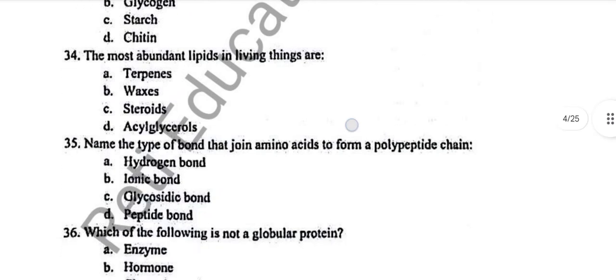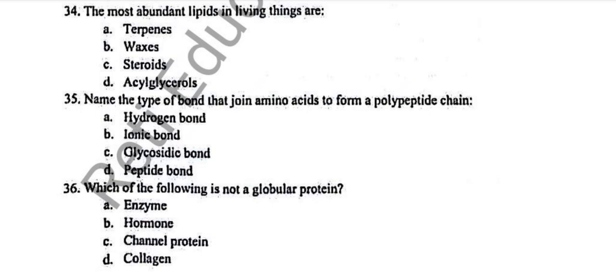Question number 35. Name the type of bond that joins amino acids to form a polypeptide chain. A. Hydrogen bond, B. Ionic bond, C. Glycosidic bond, D. Peptide bond. And the correct option is D. Peptide bond. Amino acids are linked by peptide bonds formed through a condensation reaction.